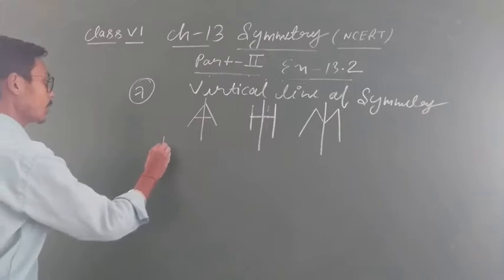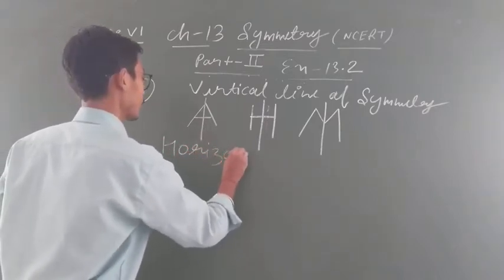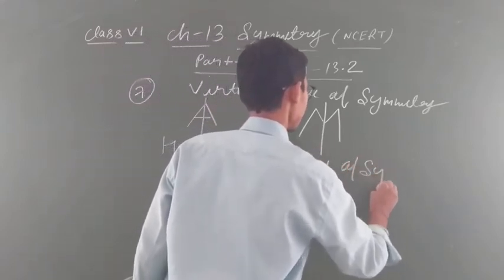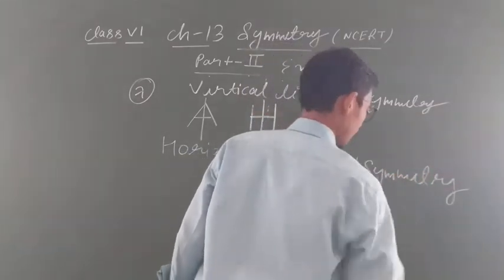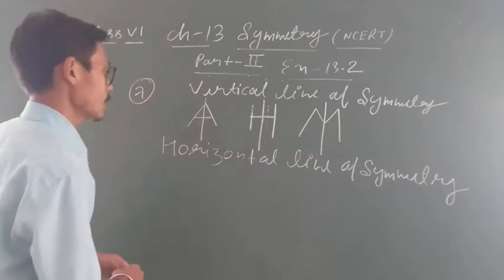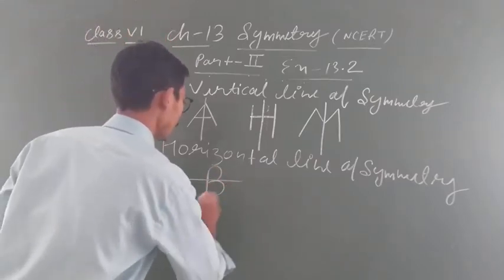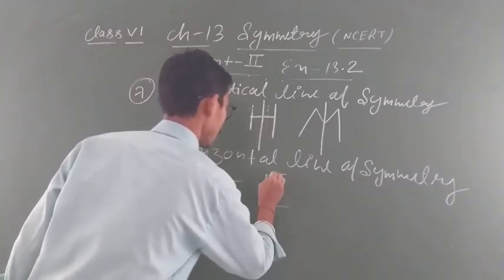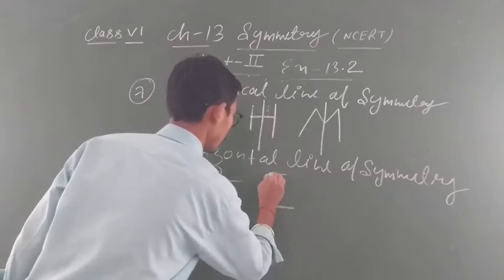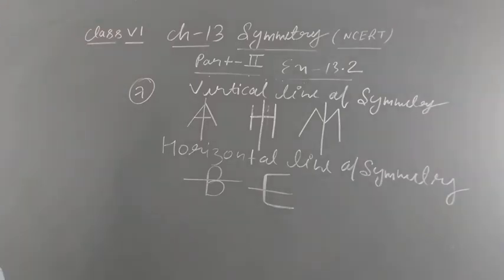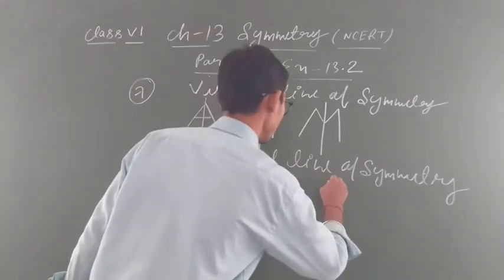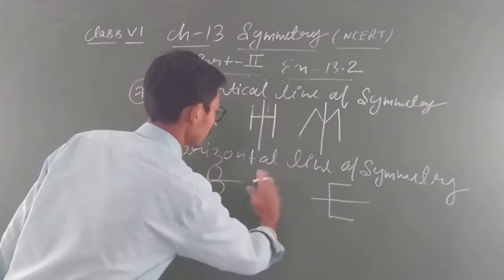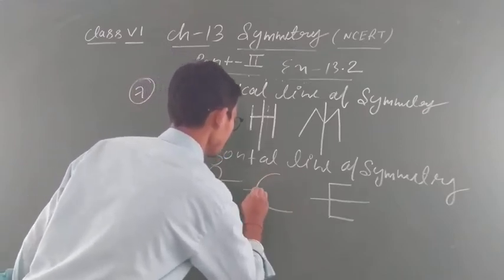Now come to the horizontal line of symmetry. Students, see, for example you can write down B. So this type of line of symmetry, B. C also you can write down, like C this way. So here also, so many you can find. E you can find like that.